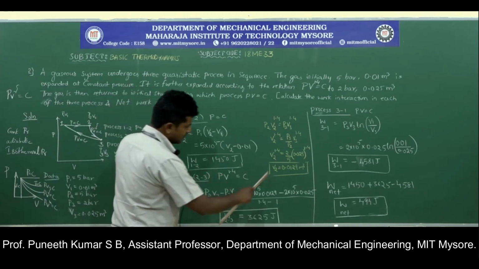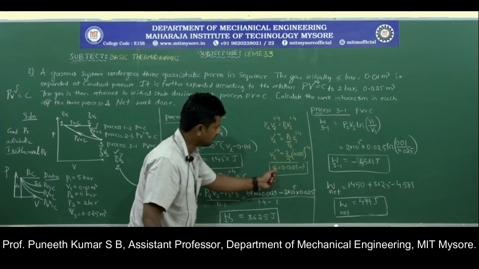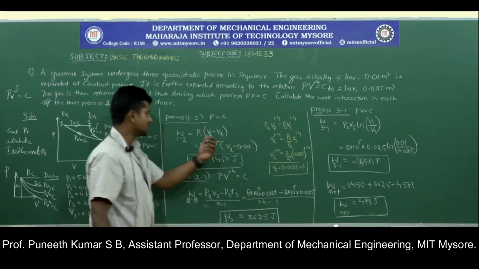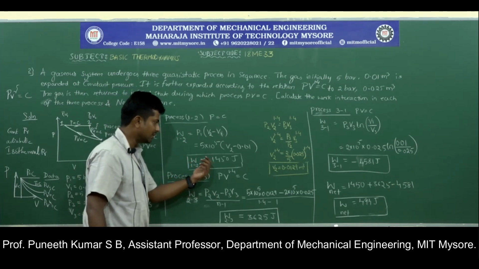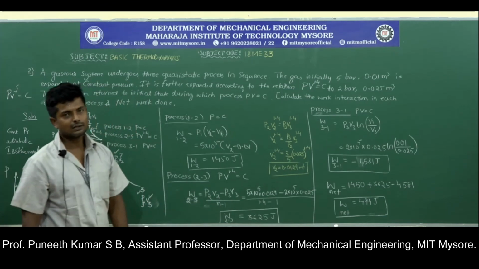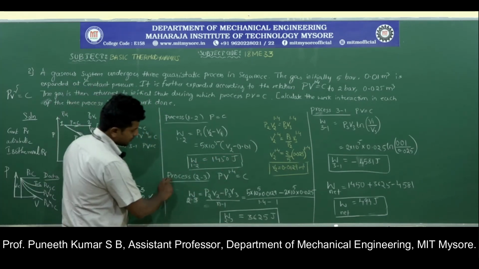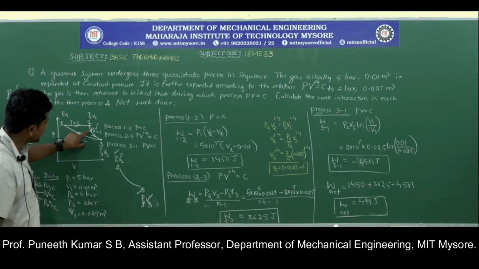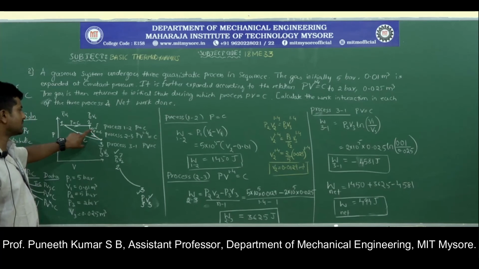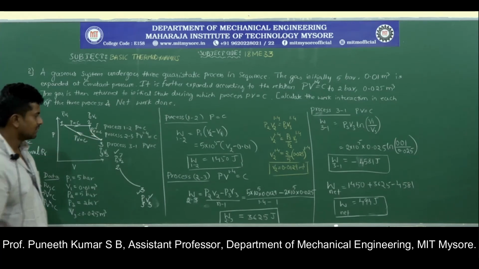So by taking the relation between 2 and 3, I am finding V2 and then substituting it in process 1, which is happening between 1 and 2, and finally we are getting 1450 joules. The next is process 2 to 3, which is an adiabatic process, represented by PV to the power of gamma is equal to C.